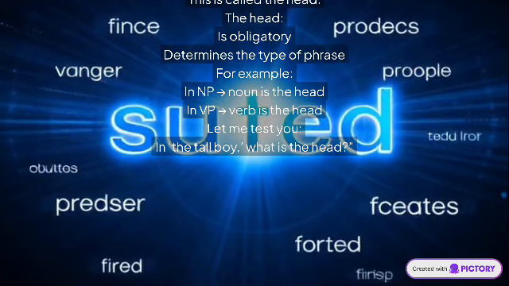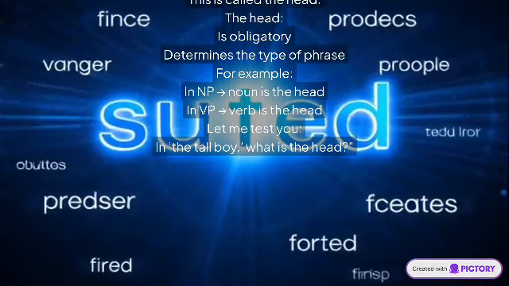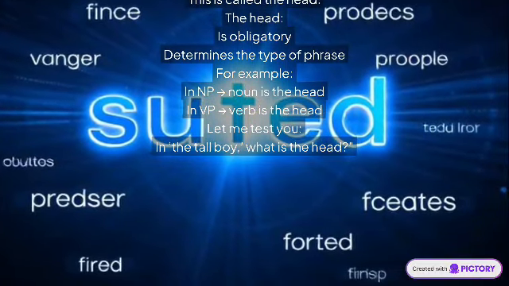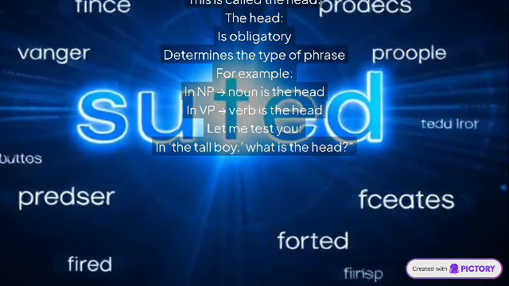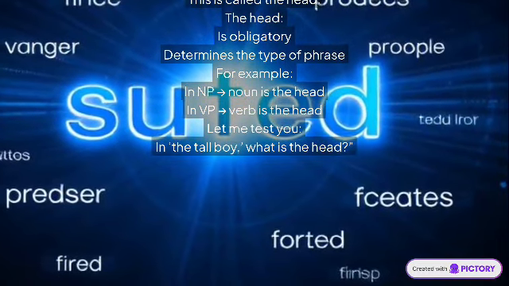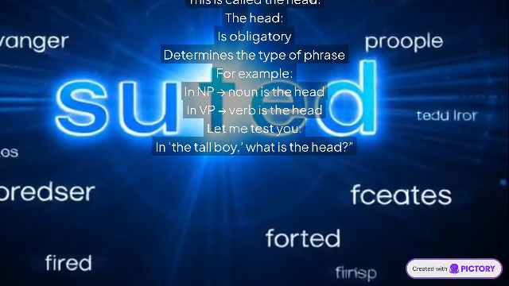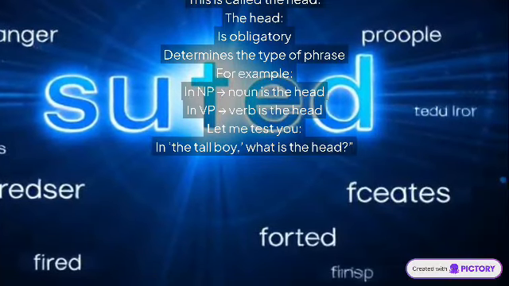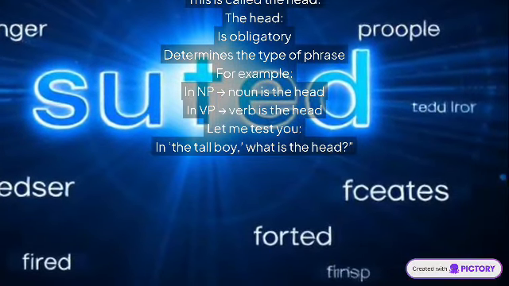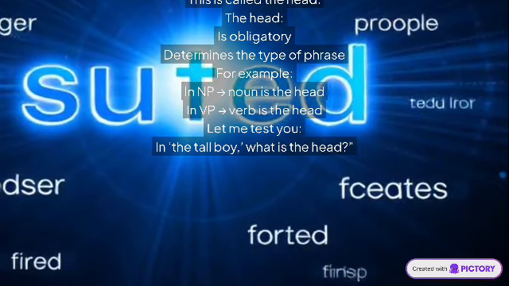In every phrase, one element is central. This is called the head. The head is obligatory. It determines the type of phrase. For example, in NP, noun is the head. In VP, verb is the head. Let me test you. In the tall boy, what is the head?